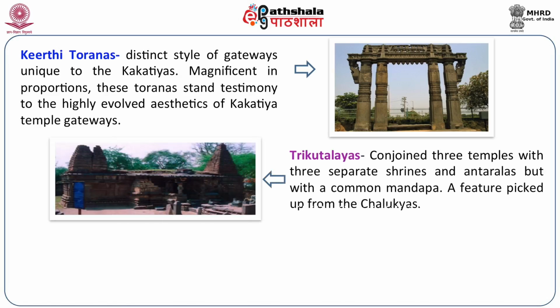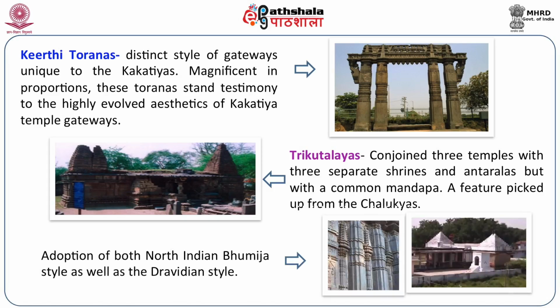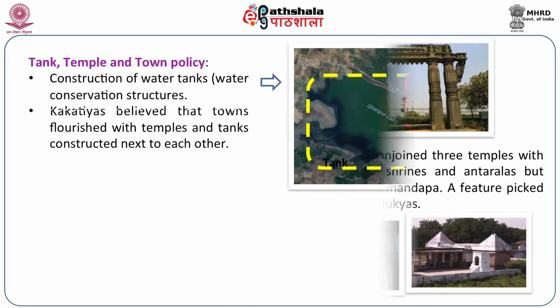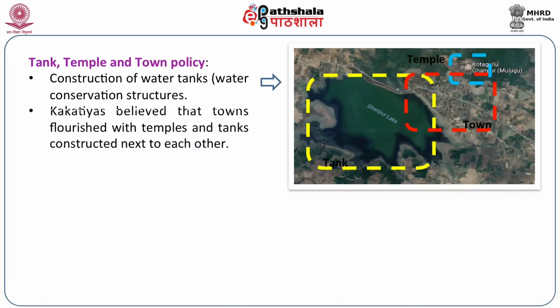Trikutalayas conjoin three temples with three separate shrines and antaralas, but a common mandapa. This was a feature that was prevalent in the Chalukya style of architecture, which they inherited. And one could see a hybridized mixture of both the North Indian Bhumija style as well as the Dravidian style of Shikara.